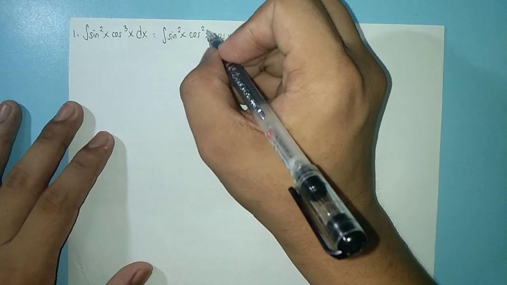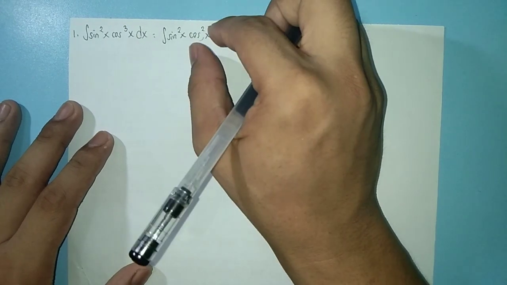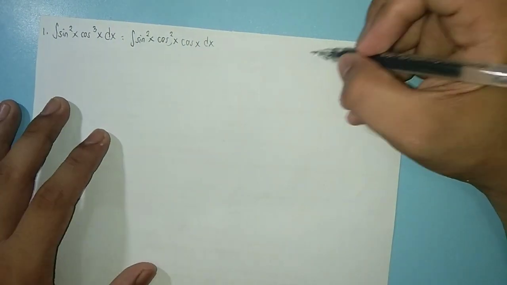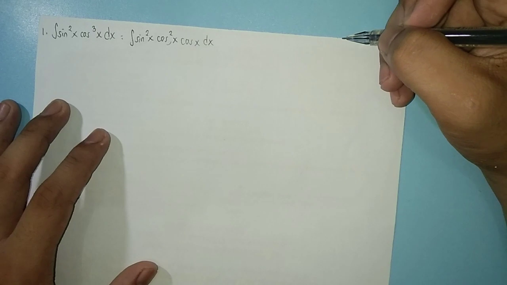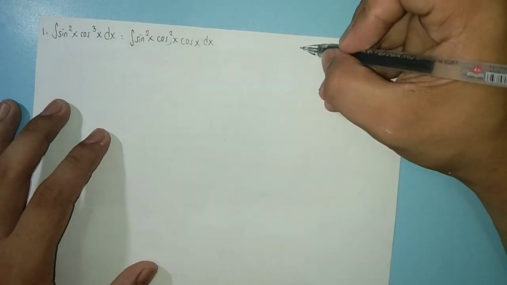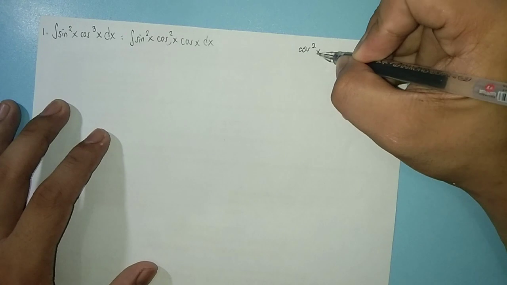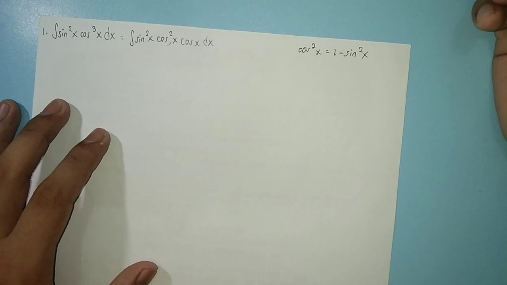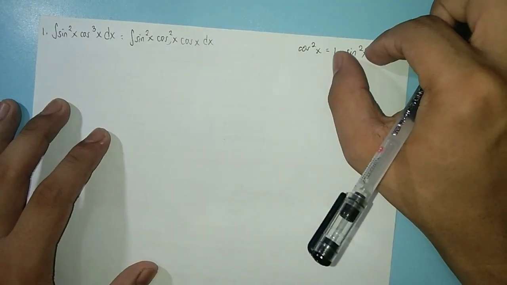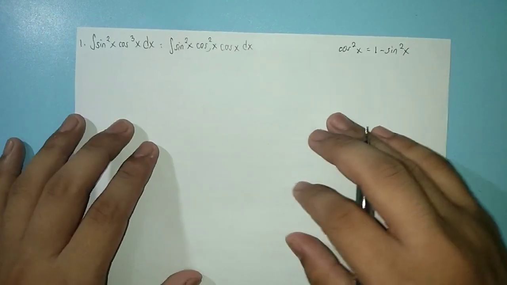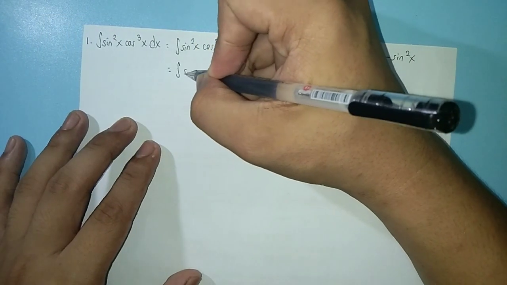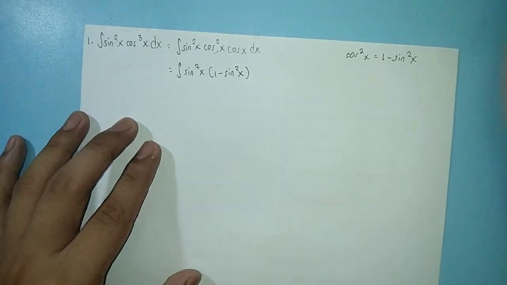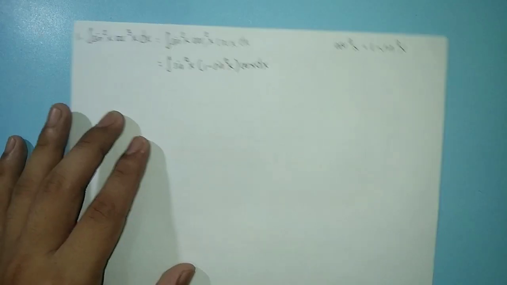Tapos, yung natirang square of cosine x, gagamitan natin yan ng Pythagorean identity. So, papalitan natin, di ba, ang square of sine x plus square of cosine x ay 1 kanina. So, ilipat lang natin sa kabila, yung square of sine x, magiging square of cosine x is 1 minus square of sine x. Okay? So, papalitan lang natin ng ganito yung natirang square of cosine x. So, magiging square of sine x, 1 minus square of sine x, cosine x, dx.